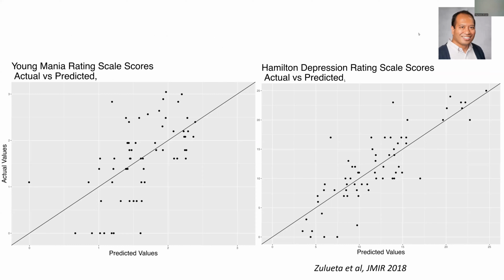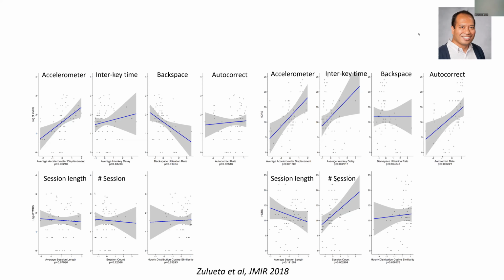And in our first published study with this group, first authored by Dr. John Zulueta, he was able to show that if you put these typing metrics into a regression model, they were highly associated with clinician-rated scales for mania, as well as depression. And when you look specifically at what keyboard features were uniquely associated with depression versus mania, he found that less backspace usage was associated with more manic symptoms, and more autocorrect rate was associated with more depressive symptoms.